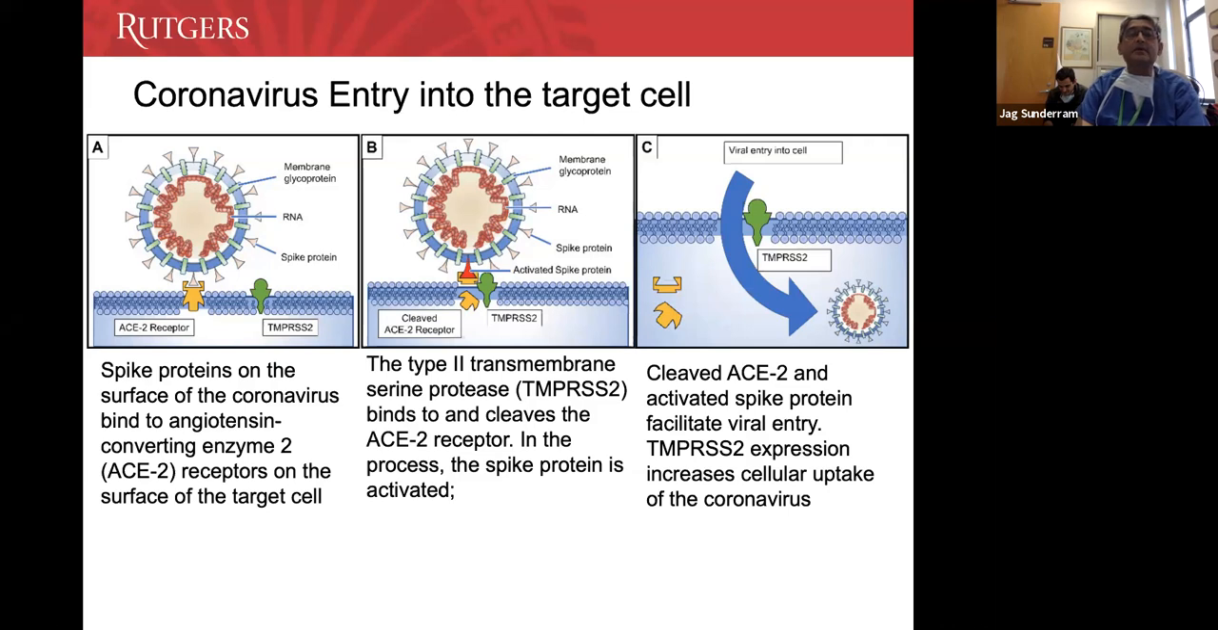But as this spike protein attaches itself to the ACE2 receptor, it activates serine protease, TMPRSS2, that binds to and cleaves the ACE2 receptor. This allows the spike protein to be activated, allowing entry of the virus into the cell, and then viral replication begins.